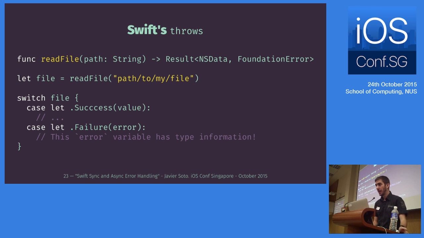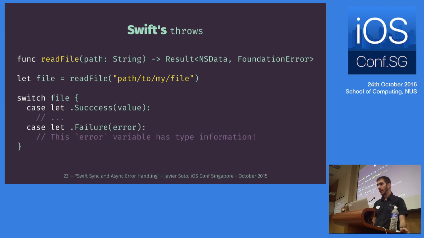This is how we would use the same API, but instead of using throws, using result. And I'm not saying that result is better than throws. I think both have their pros and cons. This syntax is a little more verbose than try catch. But in this example, result at least allows us to specify that this API gives you a foundation error, for example. So we can go and check which cases are possible in a foundation error and do something useful with that.